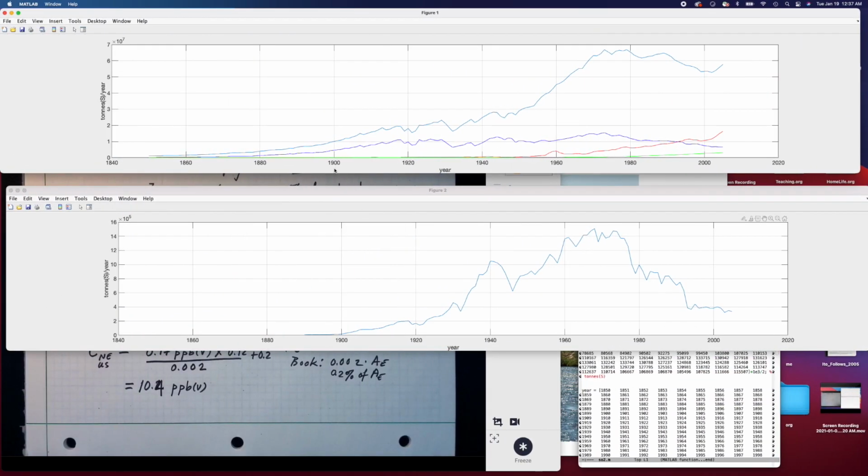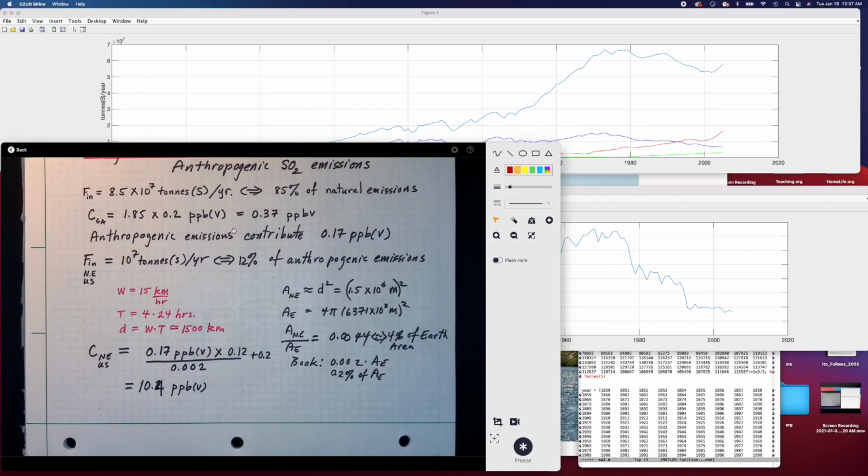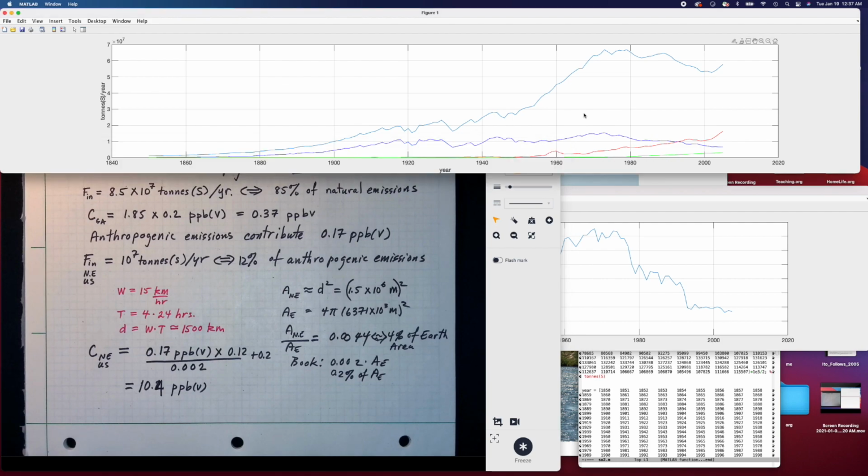If I can find it. I made this plot over here. The top one is the total anthropogenic emissions in tons of S per year. So the total, I guess, is the top one. Is that green or blue? The light blue curve is the total. And here we see that in 1980, the emissions are about 6.5 times 10 to the 7, whereas the number we had from the textbook was about 8.5 times 10 to the 7. So it seems like the numbers have been revised downward since the time the book was published.